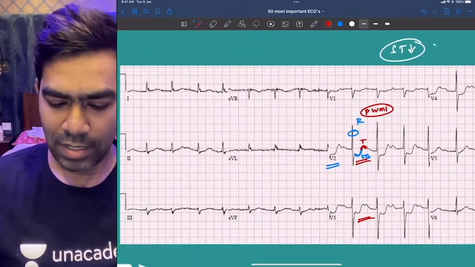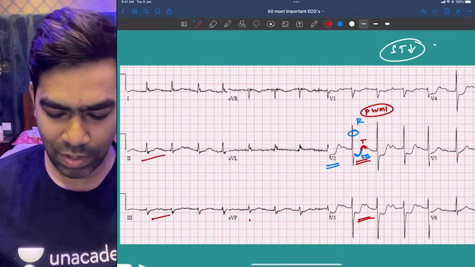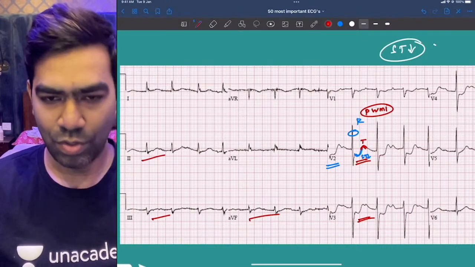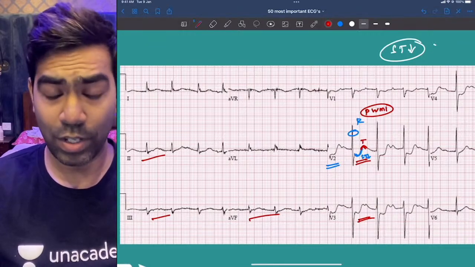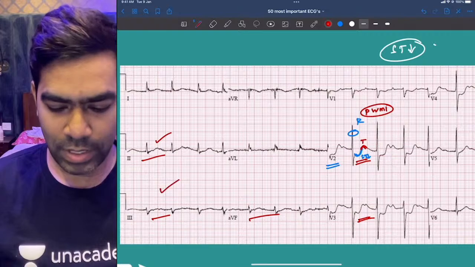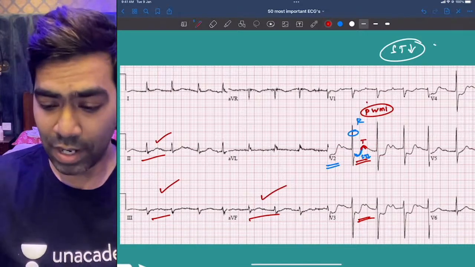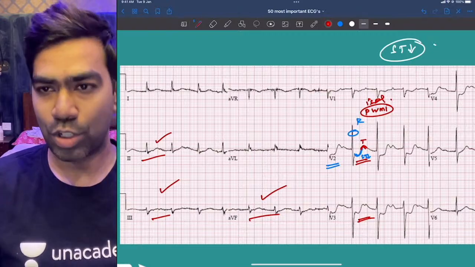But understand that this patient is not having inferior MI also. If you see 2, 3 and AVF, they are perfectly fine. In fact, they are showing some reciprocal changes like ST segment depression, but you don't see ST elevations in 2, 3, AVF. So this patient is not having an inferior MI, but having an isolated posterior MI.